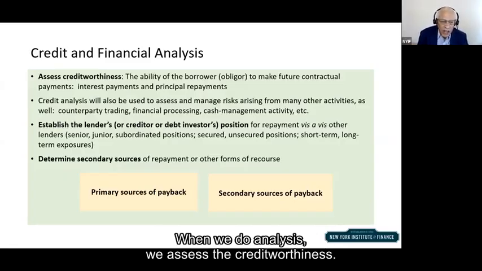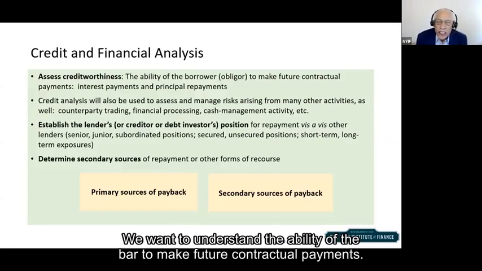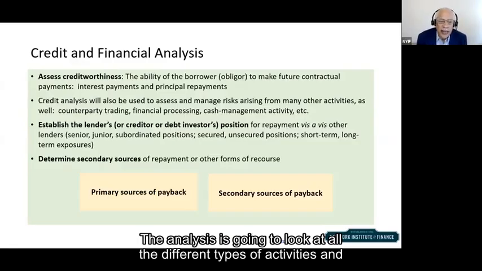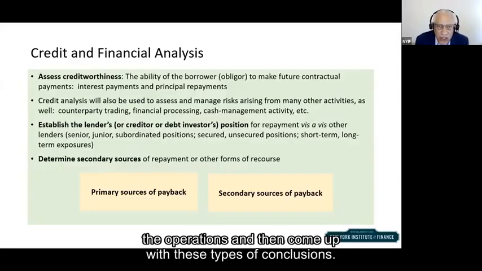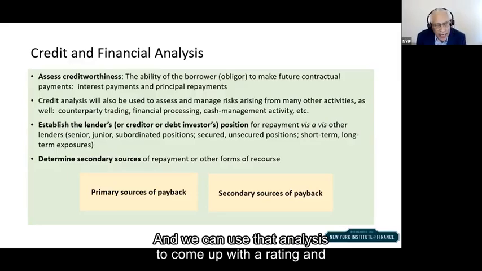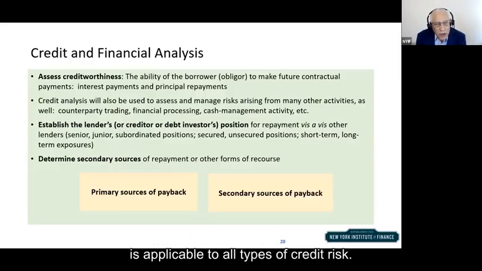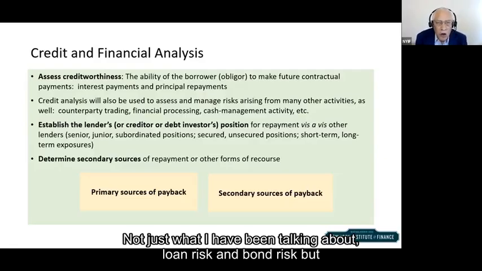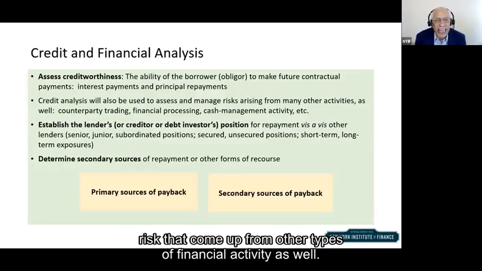So as I had said, when we do analysis, we assess the creditworthiness. We want to understand the ability of the borrower to make future contractual payments. The analysis is going to look at all the different types of activities and the operations, and then come up with these types of conclusions. And we can use that analysis to come up with a rating, and it's applicable to all types of credit risk, not just what I've been talking about, loan risk and bond risk, but risks that come up from other types of financial activity as well.